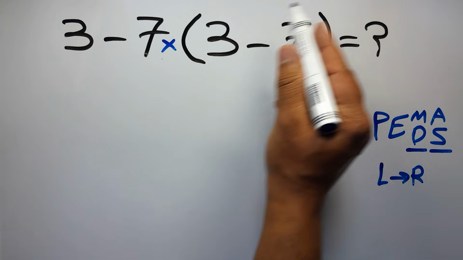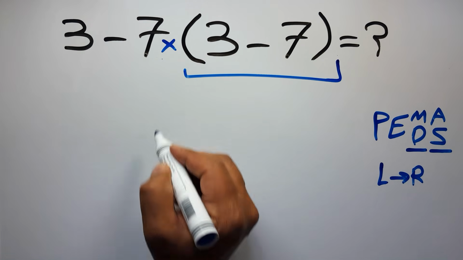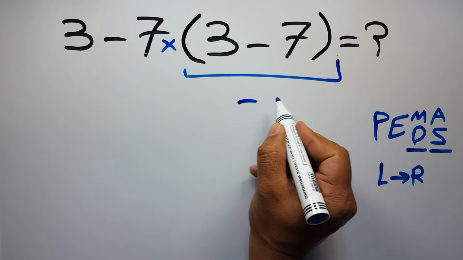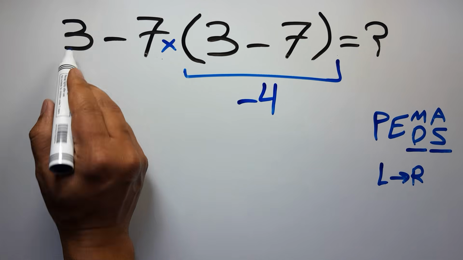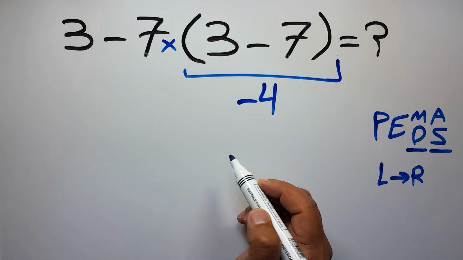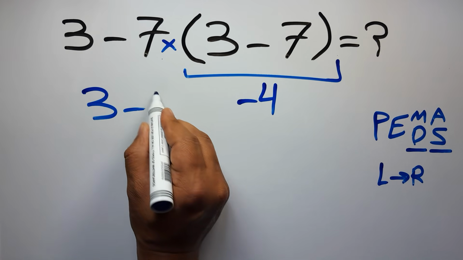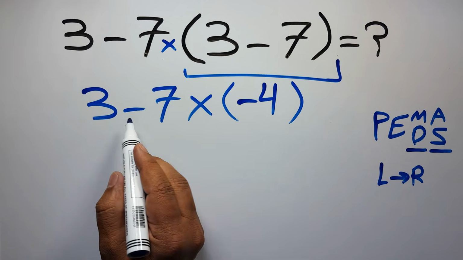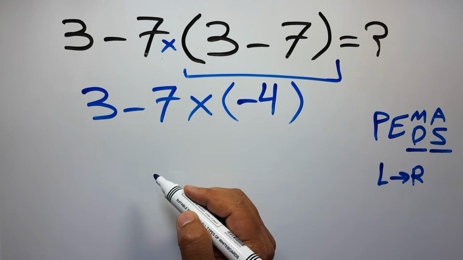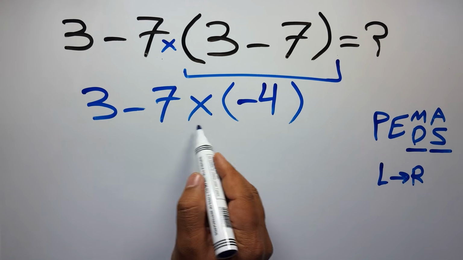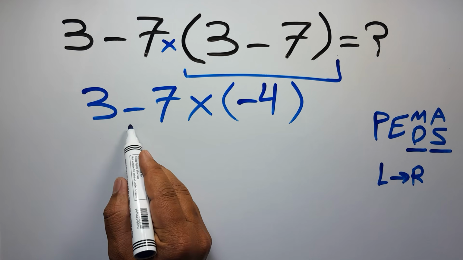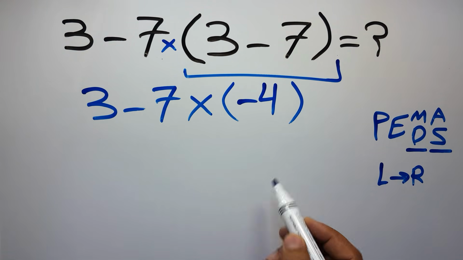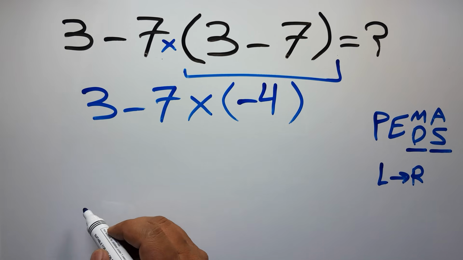So first we have to do this parenthesis. Inside this parenthesis we have 3 minus 7, which equals negative 4. So we have 3 minus 7 times negative 4. Now we have one subtraction and one multiplication. According to PEMDAS, multiplication has higher priority than subtraction because multiplication comes before subtraction. So here first we have to do this multiplication.